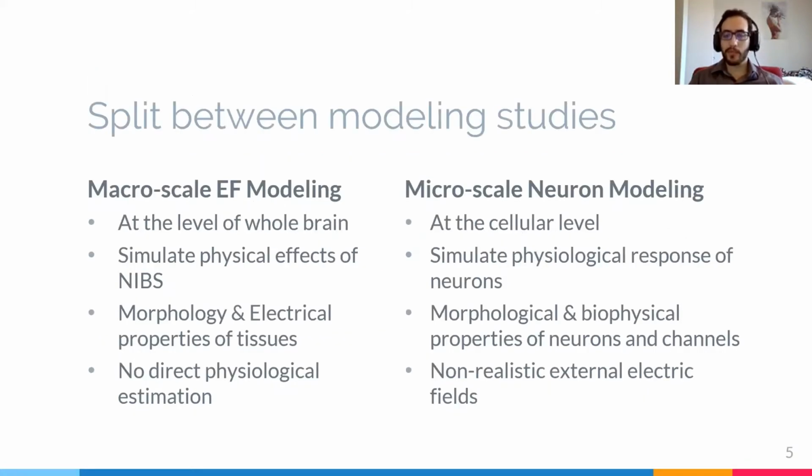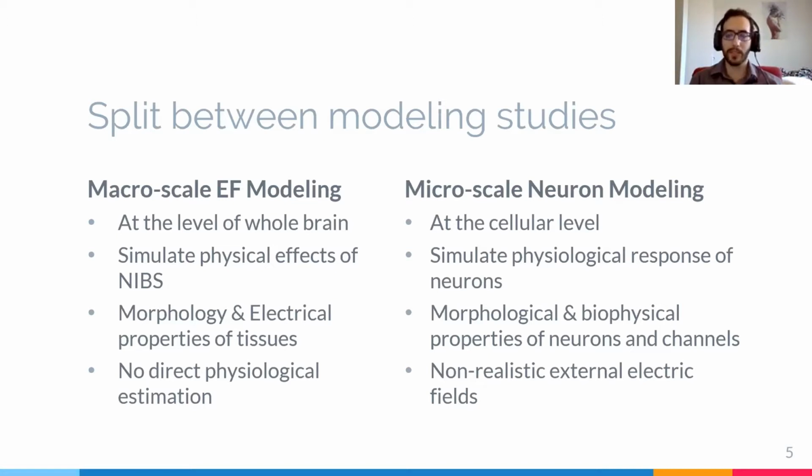Modeling has been used extensively in previous studies, but for this particular question, they typically do either macro scale electric field modeling or micro scale neuron level modeling. And each of them has its own pros and cons. For example, in electric field modeling, we calculate the electric field at the whole brain level, and we typically deal with the physical effects of NIBS, and we have to take into account brain structures and electrical properties of the tissues in our model. But there is no direct physiological estimate of neuron activity.